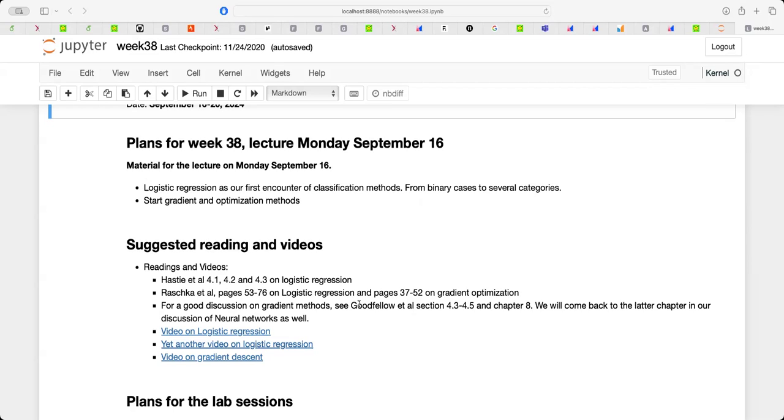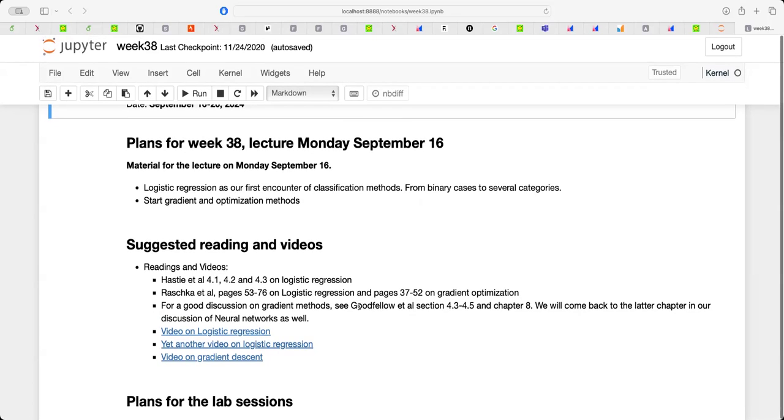And then there are some videos, the quick ones, which give you a quick overview of what we're going to meet. In the book of Raschka, on pages 53 to 76, there's a more hands-on approach to logistic regression. And in the previous pages 37 to 52, they discuss gradient optimization. But we are going to look at these problems ourselves as well.